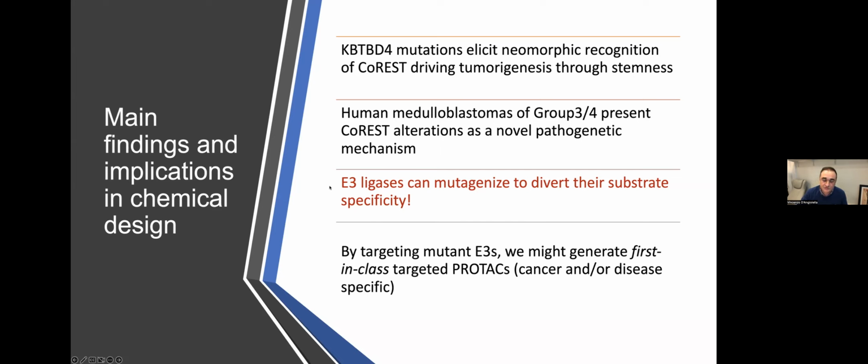I've also shown you that E3 ligases can mutate to divert their substrate specificity. And this is, to my knowledge, the first example of mutation leading to a difference in substrate specificity. If there are other examples, I think we have a new approach here. We could target this mutation with PROTACs and other small molecules to generate first-in-class targeted products, which creates opportunity for cancer or other diseases in which there are mutations in E3 ubiquitin ligases.